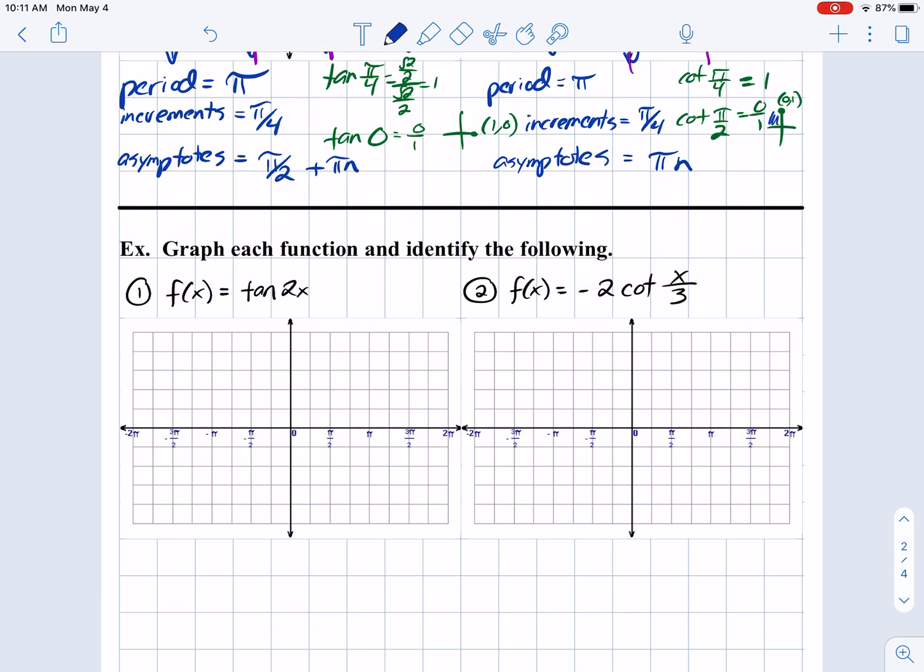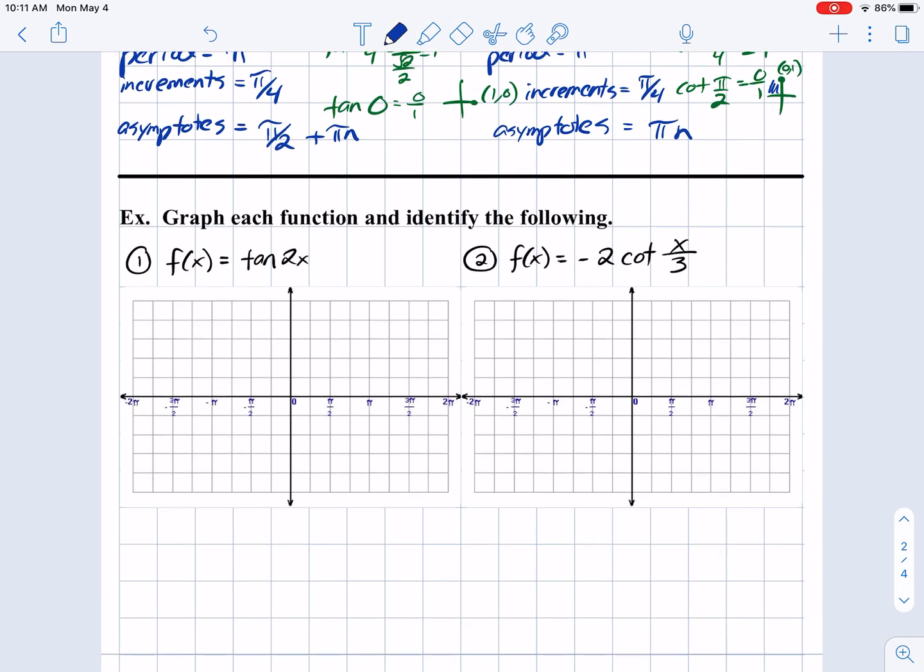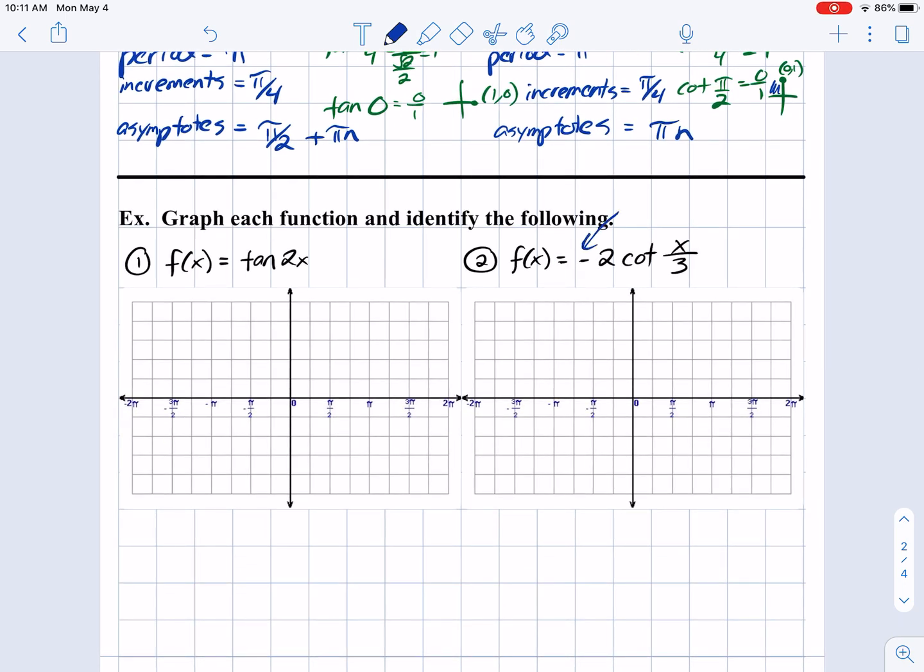For number 2, we have a couple shifts here. So this negative is going to make it reflect over x. We've graphed that before. This 1/3 is going to change your period length. It's going to horizontally stretch it. And then the 2 is going to be like a vertical stretch. I know there's not really an amplitude, but it's going to stretch it, and you'll see what that looks like on your graph. Instead of going 1 up 1 over 1, it's going to be up 2 over 1.